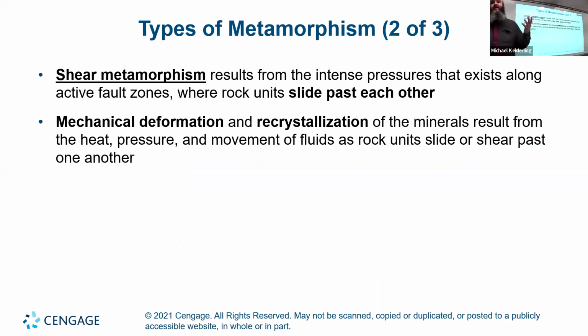Shear metamorphism is primarily pressure. When the intense pressures that exist along active fault zones where rocks slide past each other, you get mechanical deformation and recrystallization from the pressure, heat, and movement of fluids as rock units slide or shear past one another. This is less common. We're not going to talk about it quite as much. We're going to focus mainly on contact and regional.